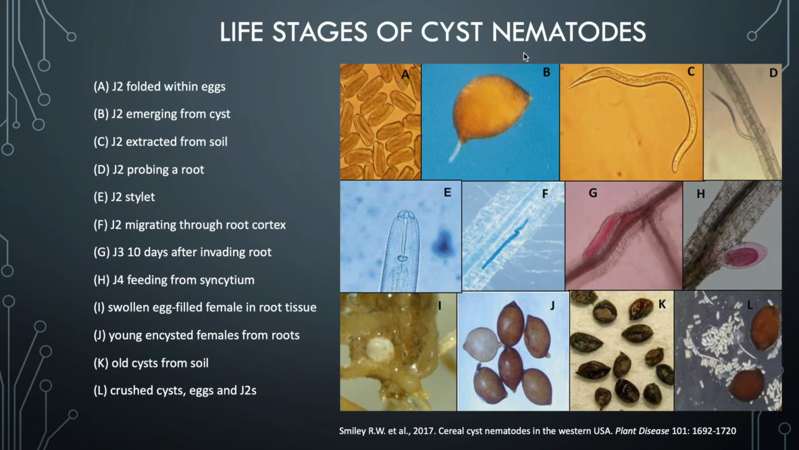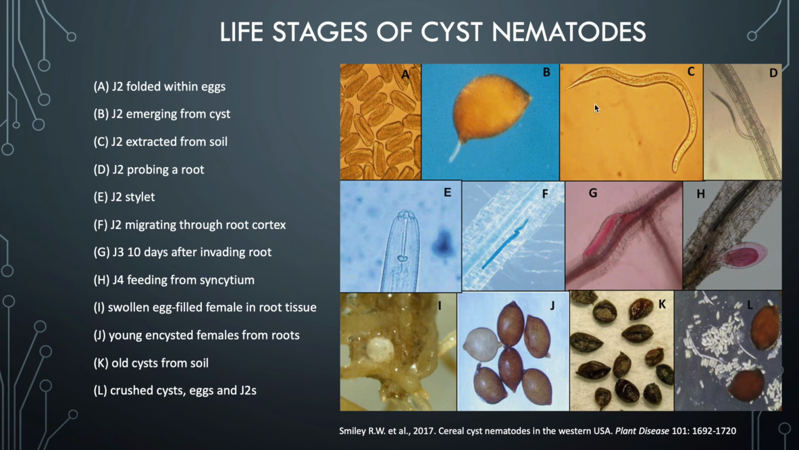So let's take a closer look at the life stages of the cereal cyst nematodes. In image A, we have eggs that are ready to hatch, and you can see the second stage juveniles ready to go and leave the egg. Here, the J2 has hatched inside the cyst and is actually exiting the cyst.